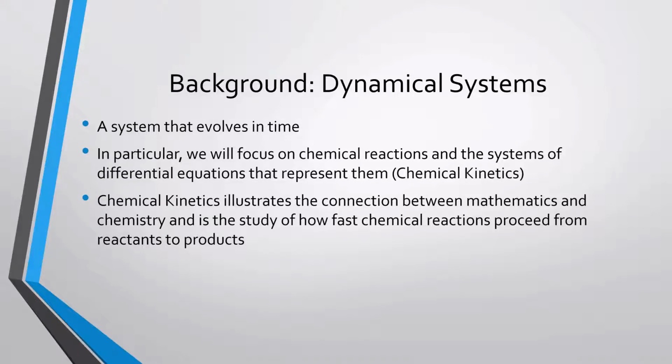Dynamical systems, roughly put, are systems that evolve in time. In particular, we'll focus on chemical reactions and the systems of differential equations that represent them. This is known as chemical kinetics. Chemical kinetics illustrates the connection between mathematics and chemistry and is the study of how fast chemical reactions proceed from reactants to products. This is to be contrasted with thermodynamics, which deals with the direction in which a process occurs, but tells nothing about the rate.